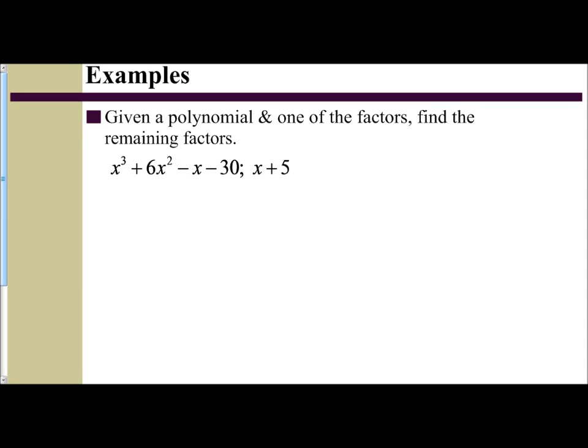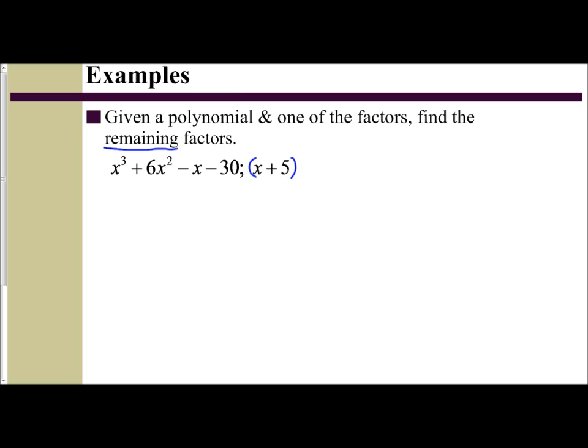In this video, we are going to look at some examples on how to find the remaining factors of a polynomial when given one of the original ones. So all we want to do is find the remaining factors. We're told this binomial x plus 5 is a factor. So we already know one of the factors of this polynomial x cubed plus 6x squared minus x minus 30. We want to find the remaining ones.